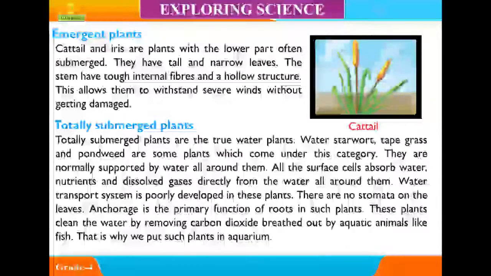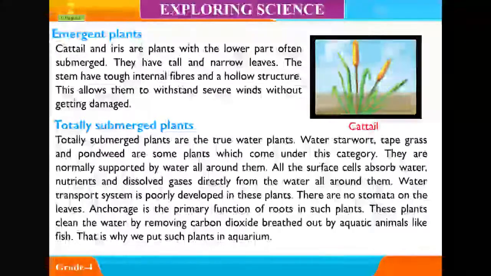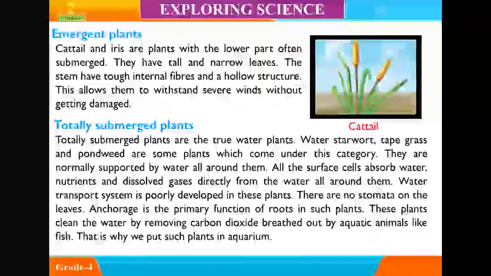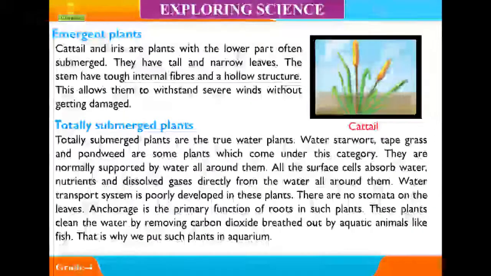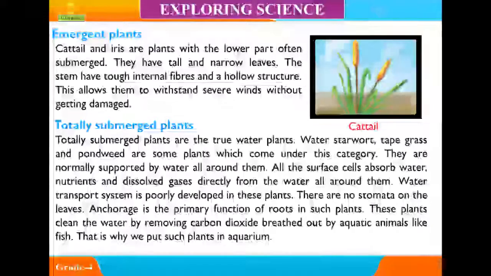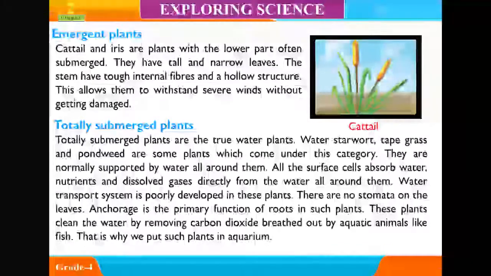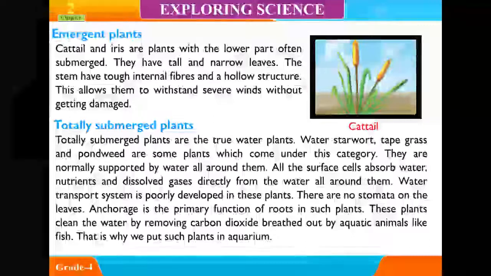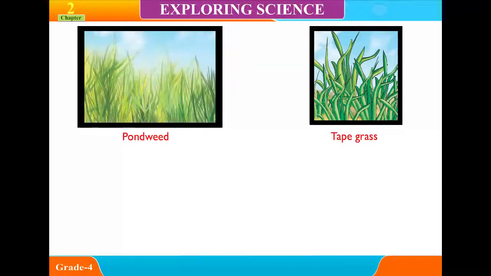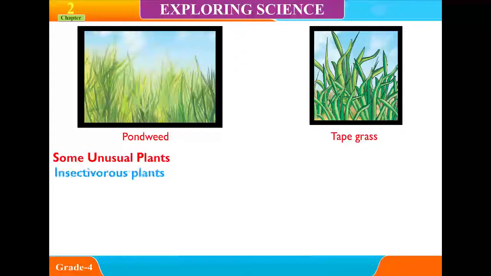They are normally supported by water all around them. All the surface cells absorb water, nutrients, and dissolved gases directly from the water all around them. Water transport system is poorly developed in these plants. There are no stomata on the leaves. Anchorage is the primary function of roots in such plants. These plants clean the water by removing carbon dioxide breathed out by aquatic animals like fish. That is why we put such plants in aquarium. Pondweed, tape grass.